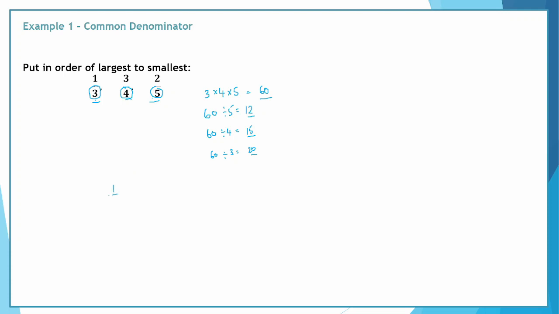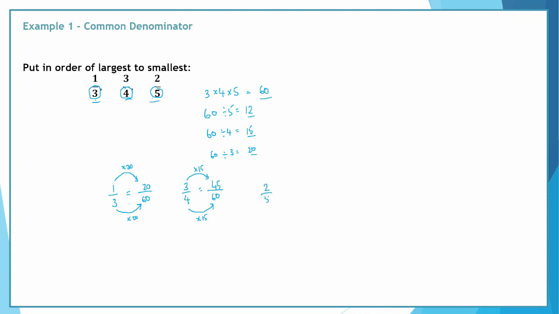So we start with 1 over 3. So how can we take 1 over 3 and turn it into something over 60? Well, 3 times 20 gives us 60, so that means we must also do the same thing to the top. So that becomes 20 over 60. We can do the same with 3 over 4. So 4 times 15 gives us 60, therefore 3 times 15 will give us 45 over 60.